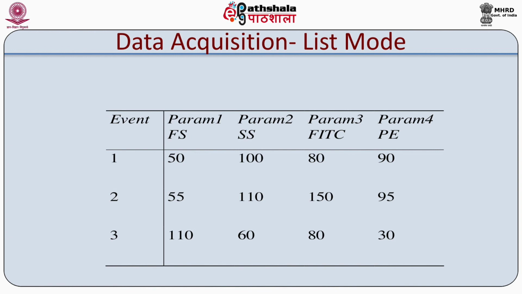So here is the list of 3 events, for example, and 4 parameters that were acquired: forward scatter, side scatter, and fluorochrome FITC and fluorochrome PE. So for the first event, these are the values.